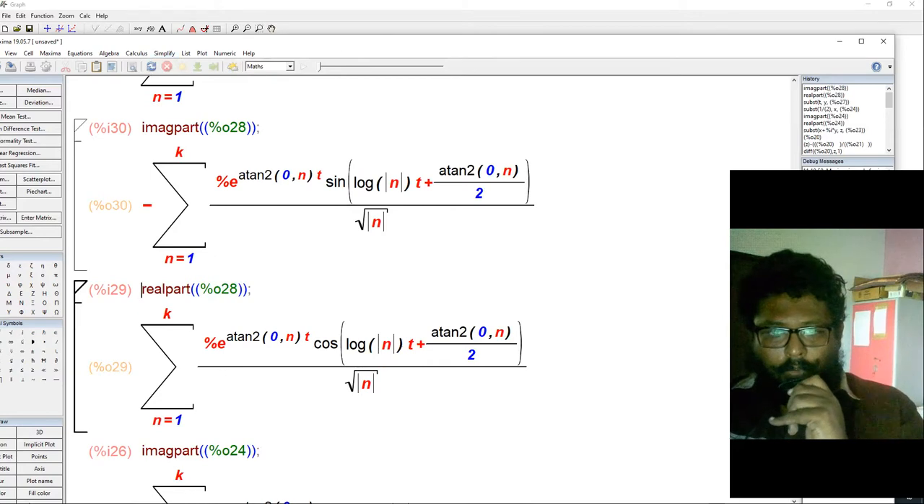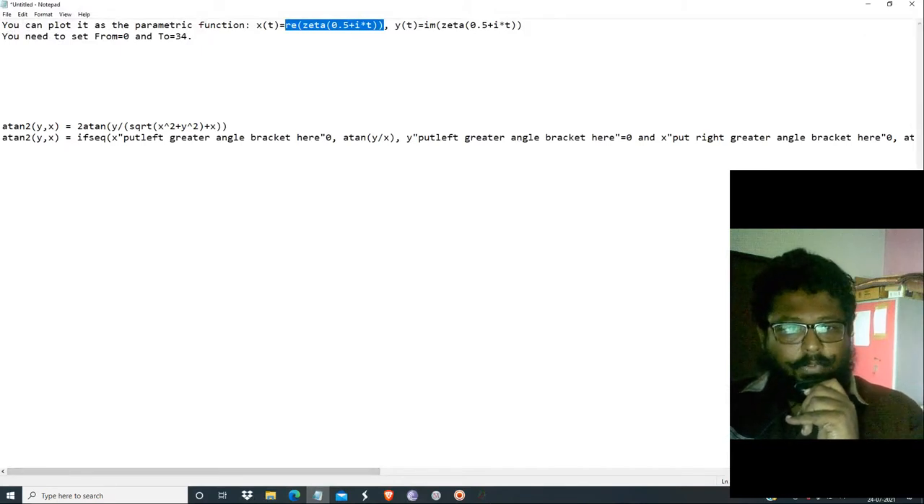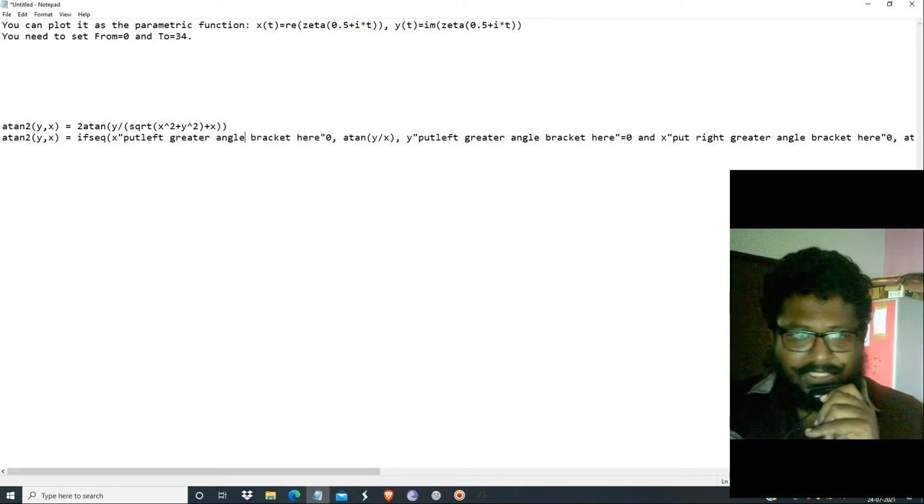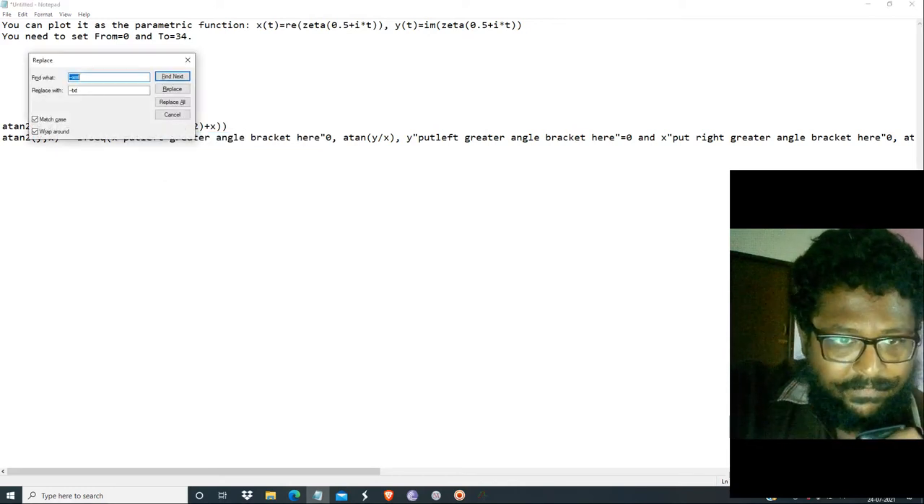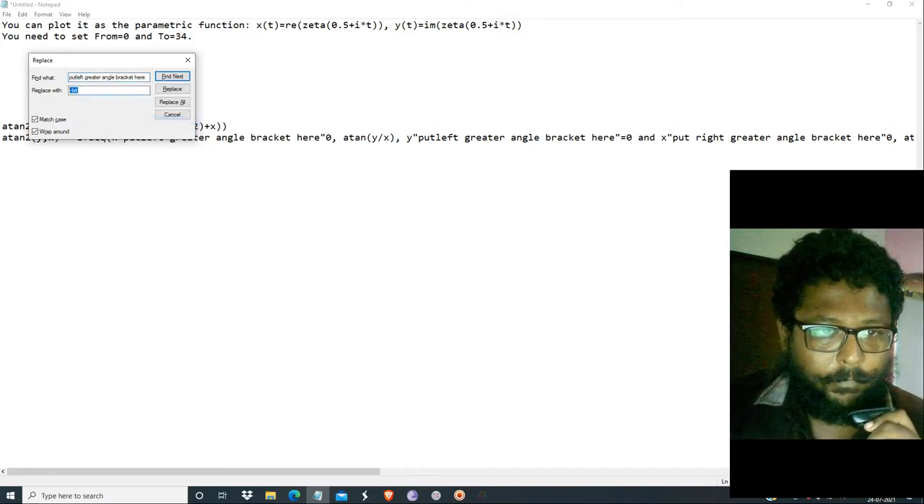Oh, how can I plot this? What is this atan2? Oh my god, I could not understand it. So I just have this atan2. You have, if a sequence, so you just have to take this. One minute, I'll just make a small adjustment. It doesn't have to do anything with this so-called formula.